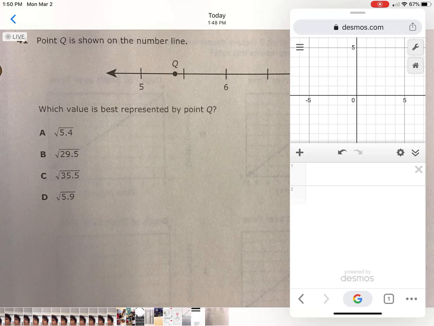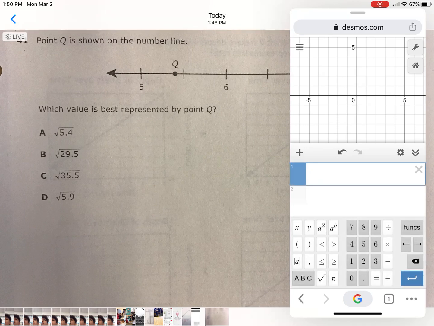Well, in Desmos, I can go ahead and put in these values, and remember, if I want a value on the number line, I'm going to have to put x equals, which is what we did yesterday. As you can see too, the point Q is in between 5 and 6, but closest to about 5.5, okay? But it's lower than 5.5.